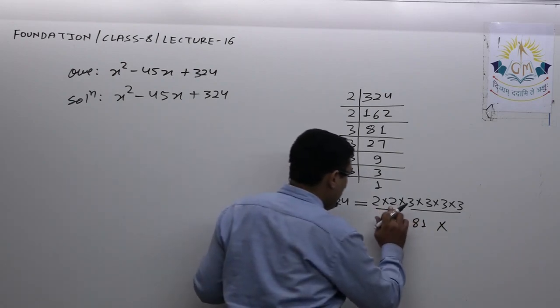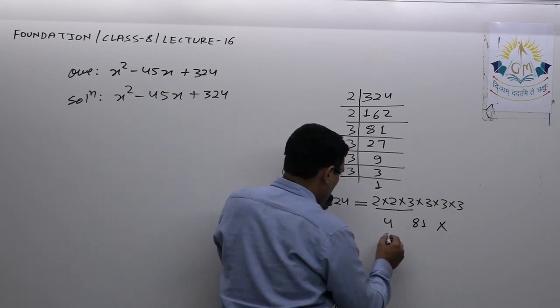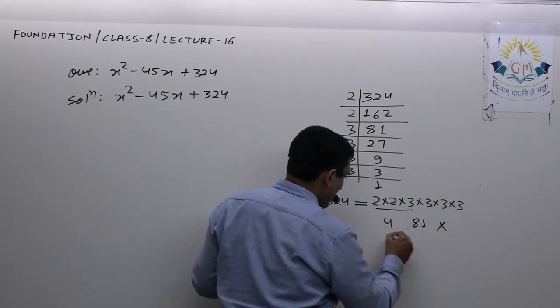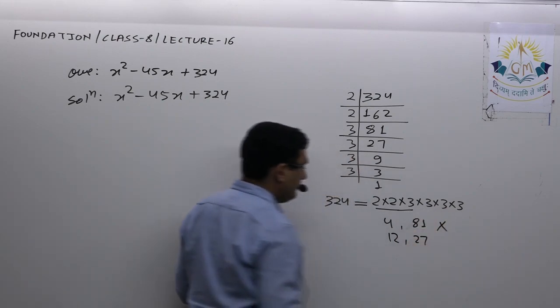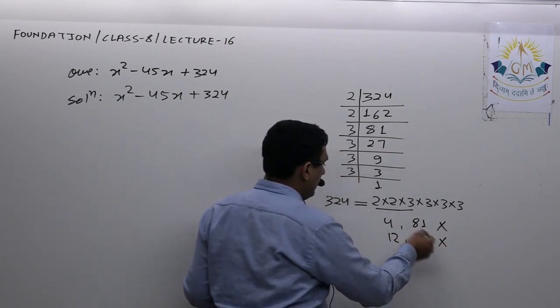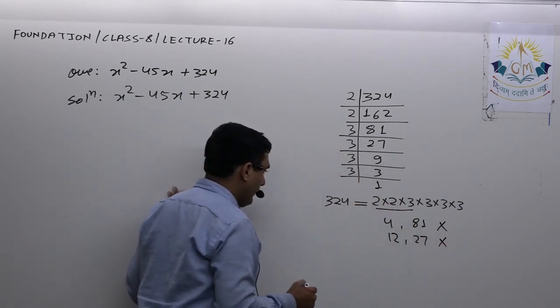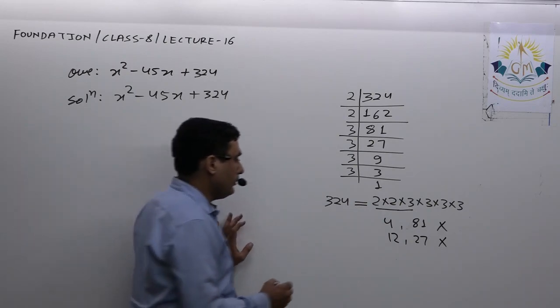Now let me say these three, that is 12, and over here this one. Their sum is 39, but we need 45. Definitely, if the sum is not equal to this, the difference cannot be equal to that.